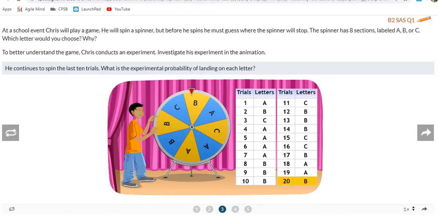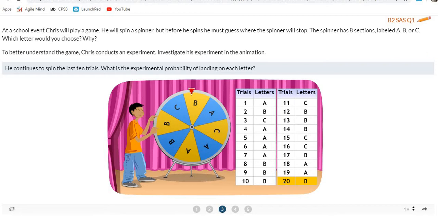So, somebody help me. How many total A's? 7. B's? 9. And C? 4. C wins. Okay.